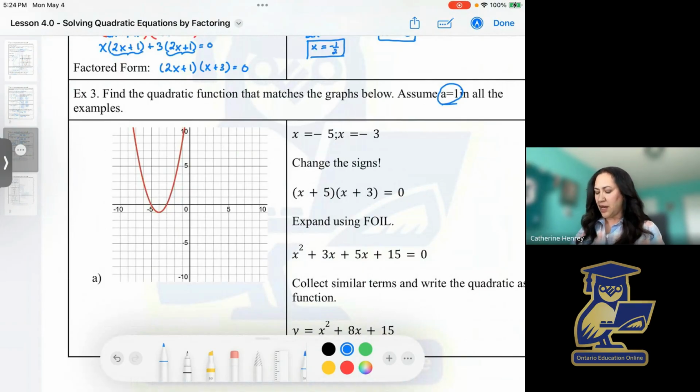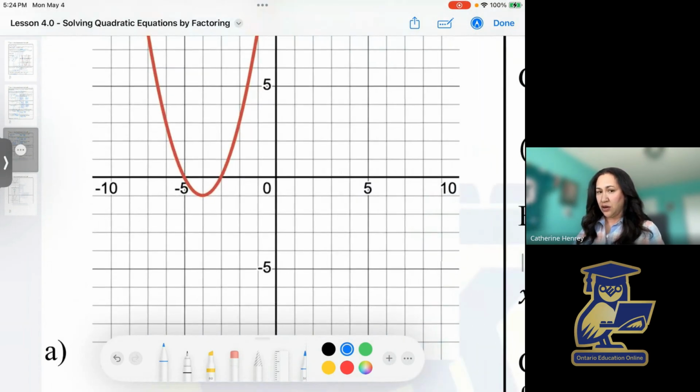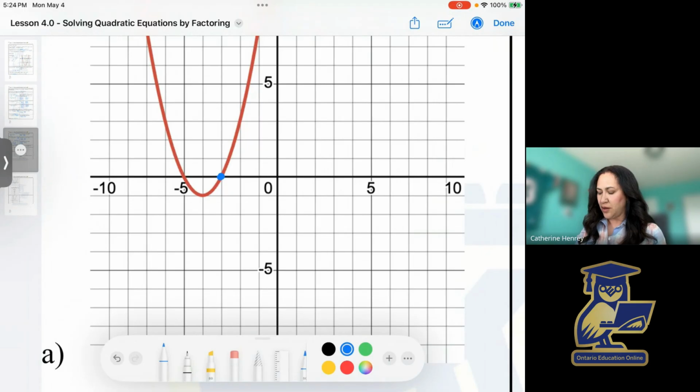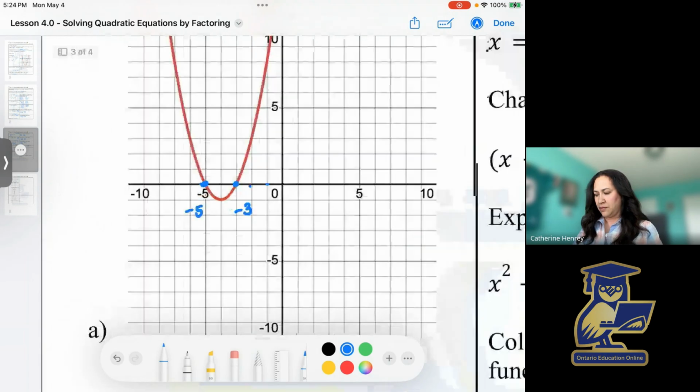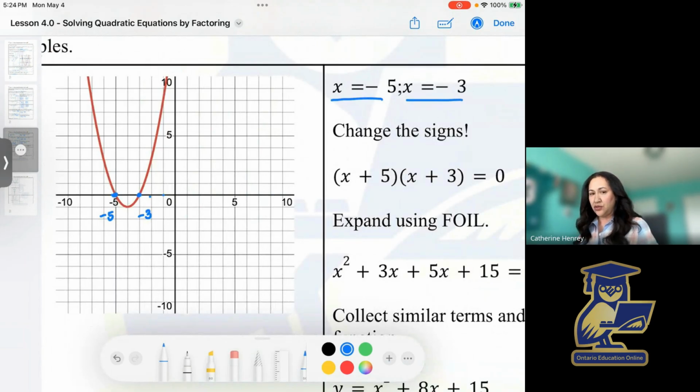So what we're looking at here is we're trying to identify, so I'll zoom in here, the x-intercepts. So here is one and here is the other. So it looks like the first one here is -3, and the other is -5. So x is -5, x is also -3. Those are the two intercepts.